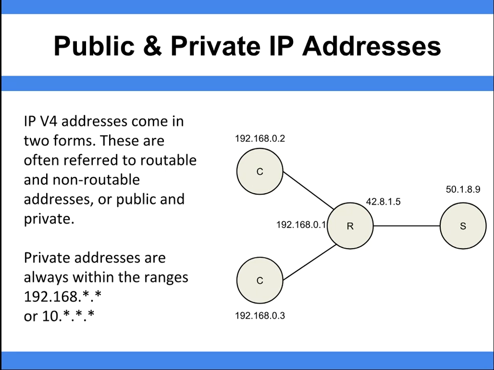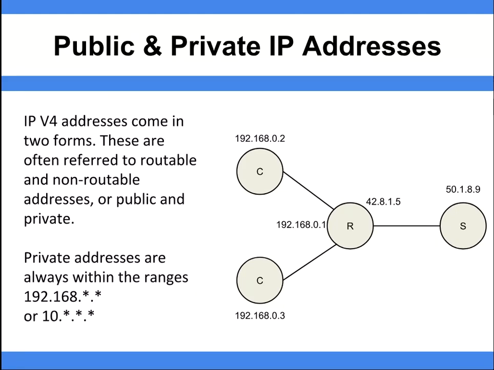And that's because certain ranges of IP addresses have been reserved as private addresses. And those ranges are always ones that start 192.168.something.something or 10.something.something.something. So if you see any addresses that have those kind of patterns, we know they are private or non-routable addresses. So what we mean by that is that you cannot directly route to one of those addresses, hence why they are known as private.